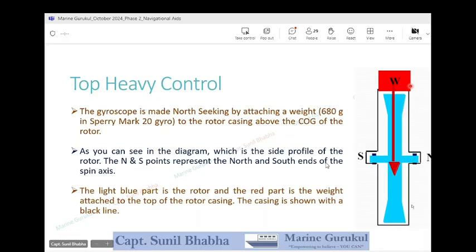The Sperry Maker Mark 20 gyro, this is one particular model of the gyro compass which is very frequently used. They use this weight of 680 grams. This weight is fitted exactly on top of the rotor casing, exactly above the center of gravity of the spin axis and rotor system.